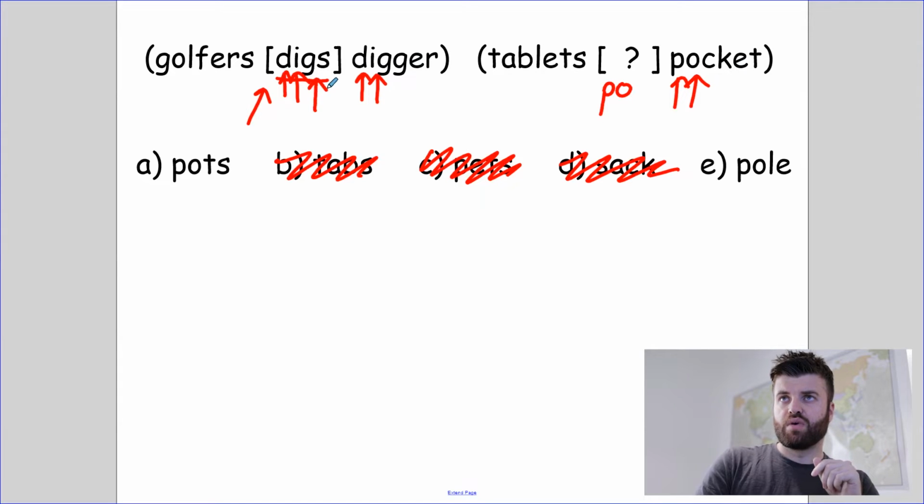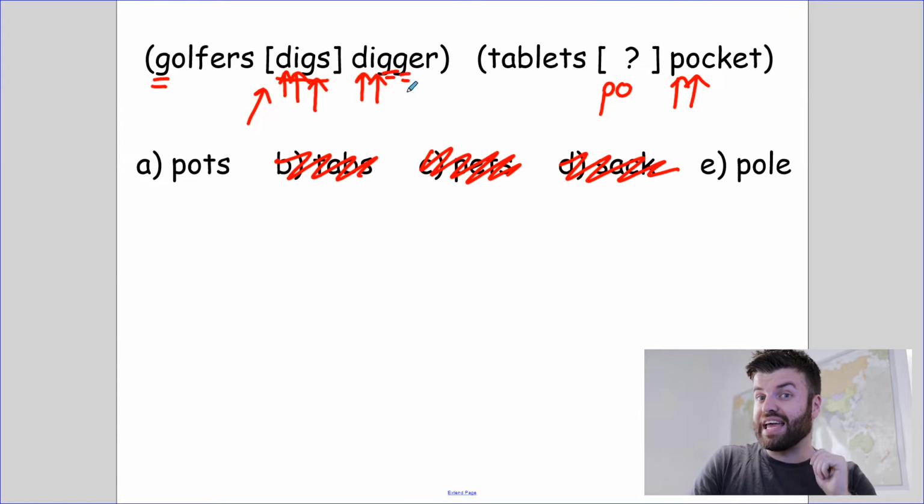The G. Where could the G have come from? Here's where they try and trick you. The G could come from the first word in golfers. It could come from the third letter in digger, and it could come from the fourth letter in digger as well. There are 3 possible places where that G could come from. Well, let's try all possibilities on our side.